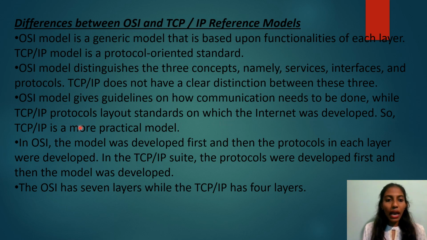So, TCP/IP is a more practical model. In OSI, the model was developed first and then protocols of each layer were developed. But in the TCP/IP suite, the protocols were developed first and then the model was developed. The OSI has 7 layers while the TCP/IP has only 4 layers.